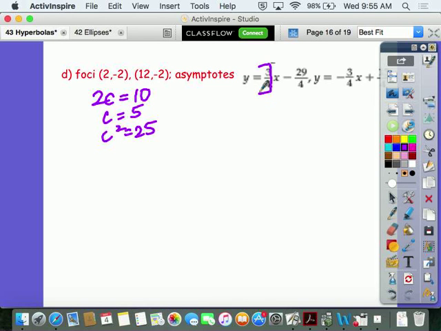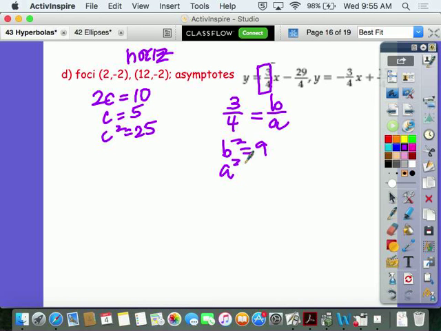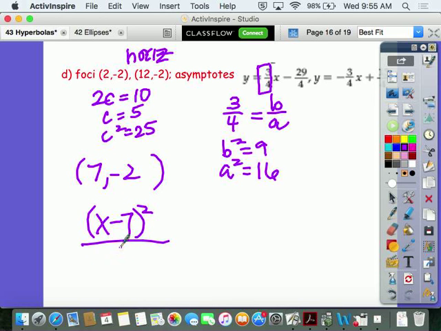Since this is already given to you in that format, are the asymptotes horizontal or vertical? Horizontal, which means that it's going to be b over a. So b is 3, a is 4, so b squared is 9, and a squared is 16. What's my center? 7, negative 2. So the equation is x minus 7 squared over 16 minus y plus 2 squared.